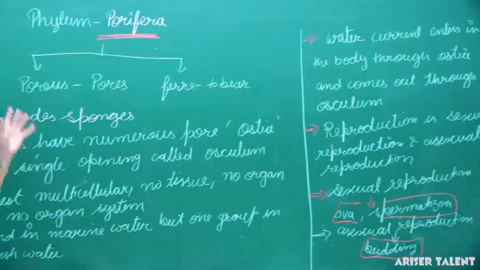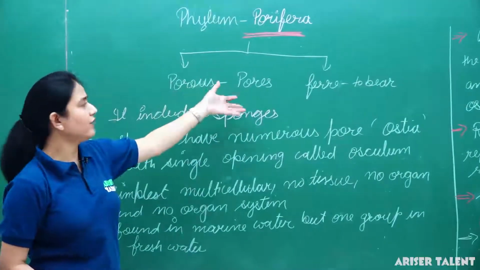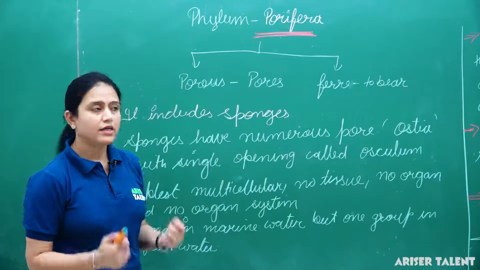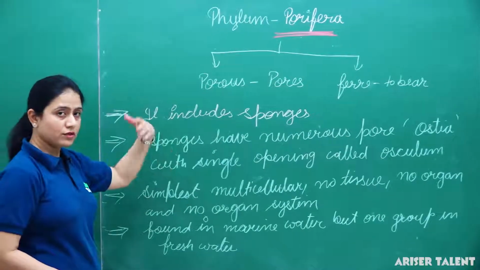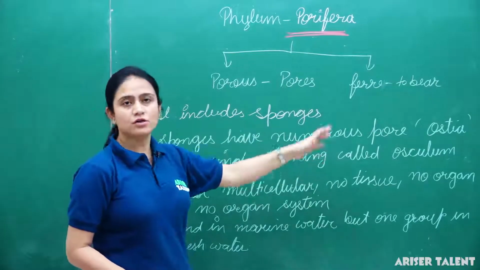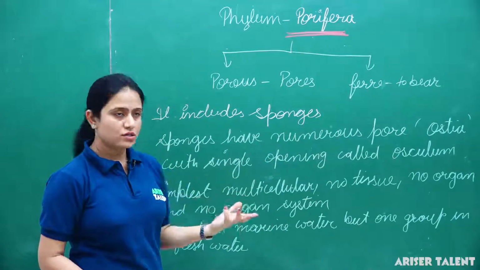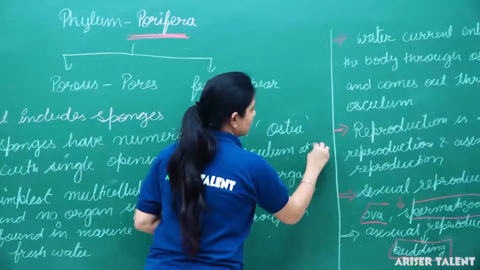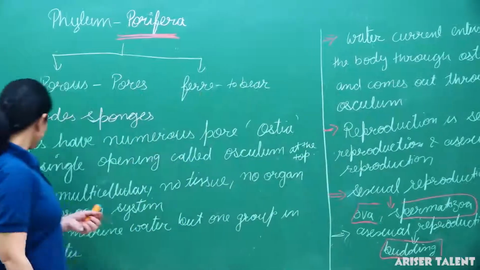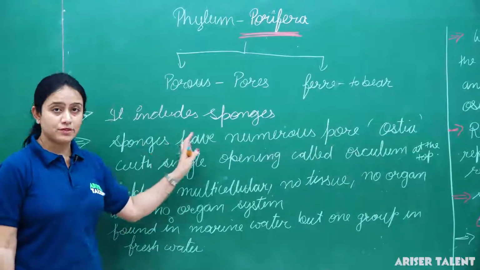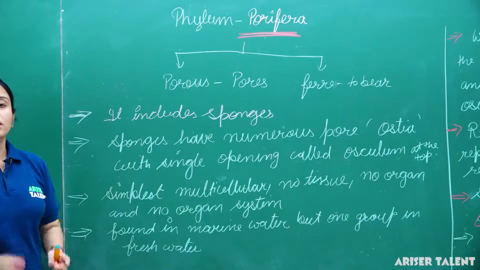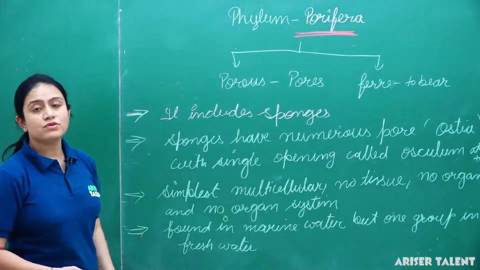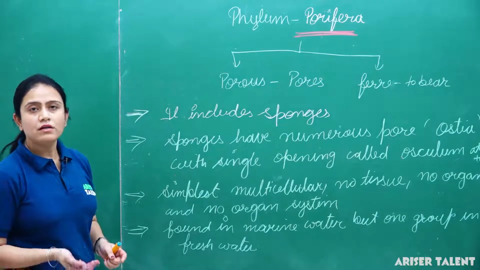So, if we talk about phylum Porifera, as the name itself defines, porous means pores, ferae means to bear, meaning the animal body has pores in it. It includes sponges. Sponges have numerous pores called ostia with a single opening called osculum, found at the top. They are the simplest multicellular animals. They do not have any tissue, organ or organ system. They are found in marine water and one group is found in fresh water.